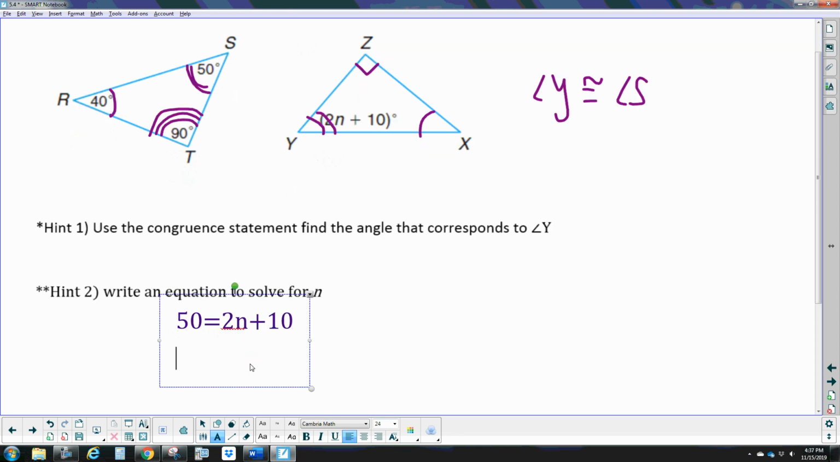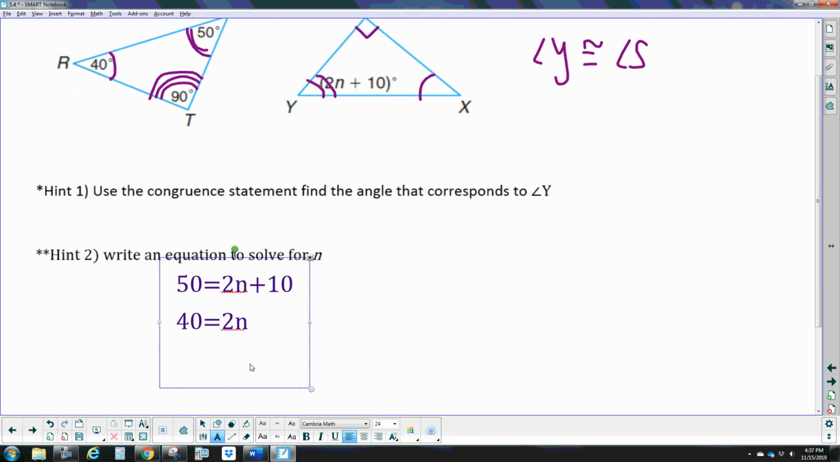Okay, so I'm going to subtract 10 from both sides, and I get 40 is equal to 2N. And then I'm going to divide both sides by 2. And I get N is equal to 20.